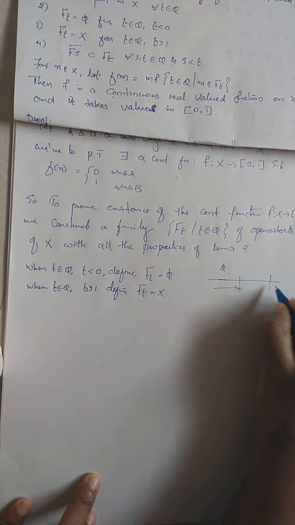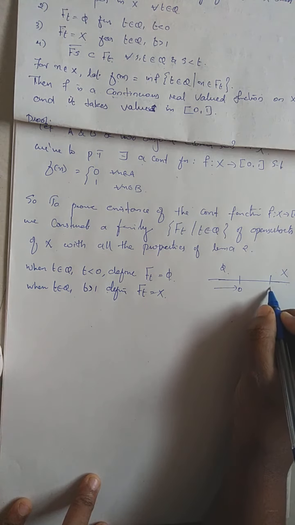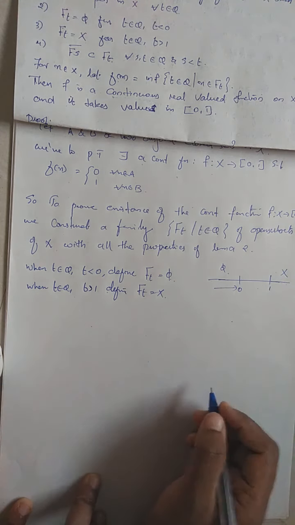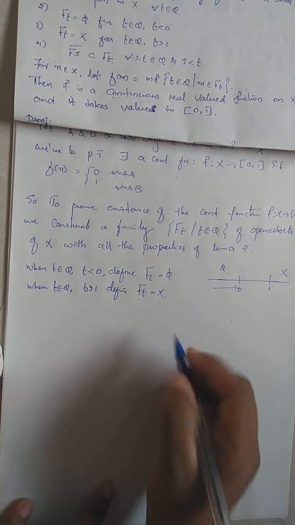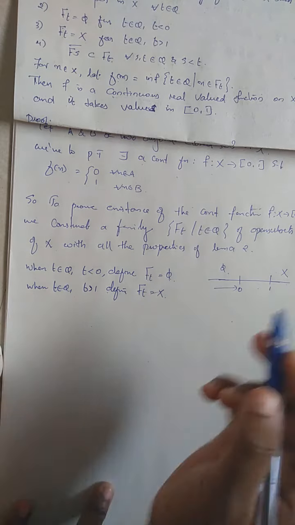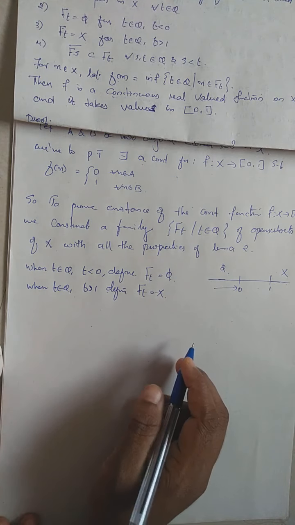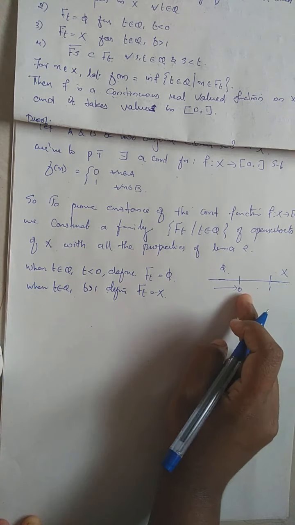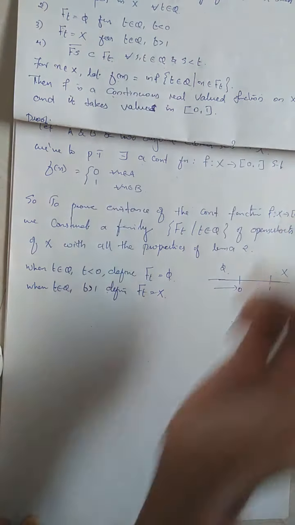Corresponding to every rational number greater than 1, we define F_t equal to the whole space X. Now, in the closed interval [0, 1], corresponding to every rational number, we have to define F_t with the required property. Clearly the empty set and the whole set are open subsets of X. Now we have to define F_t for every rational number in the closed interval [0, 1] with all these properties.